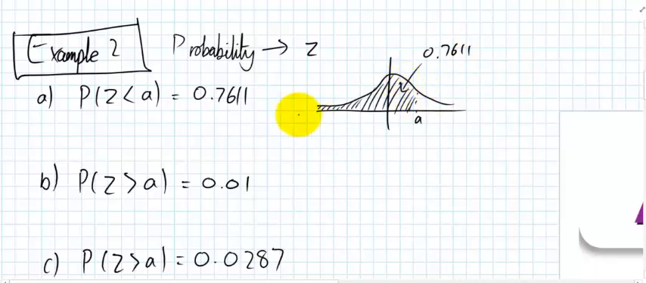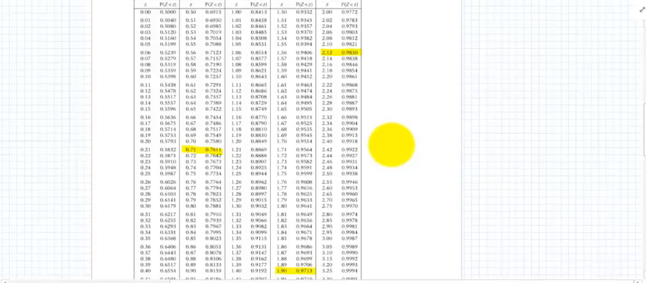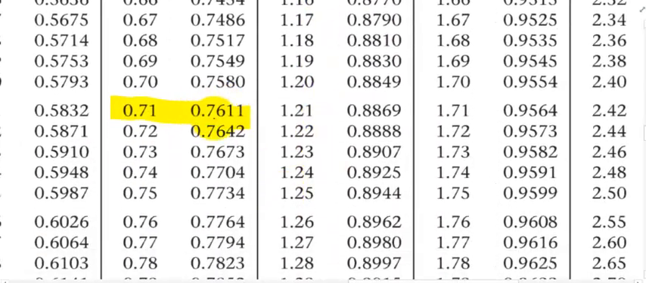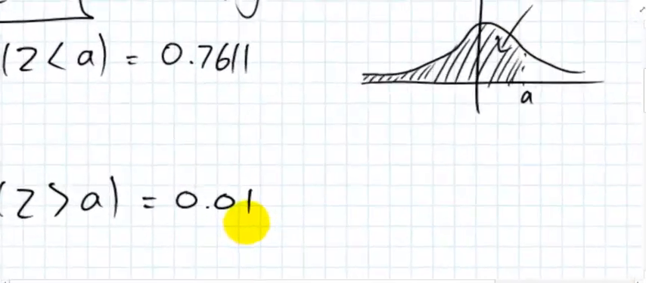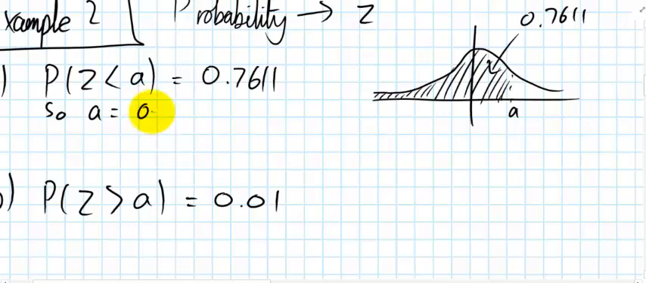So actually this is in a less than positive form, and so we can use this table. In fact, we can only use the big table because this is not a nice percentage. So if you use the table to look up 0.7611, which is 7611 here, remember we're looking at the probability, not the Z value, the Z value is 0.71. So A equals 0.71.